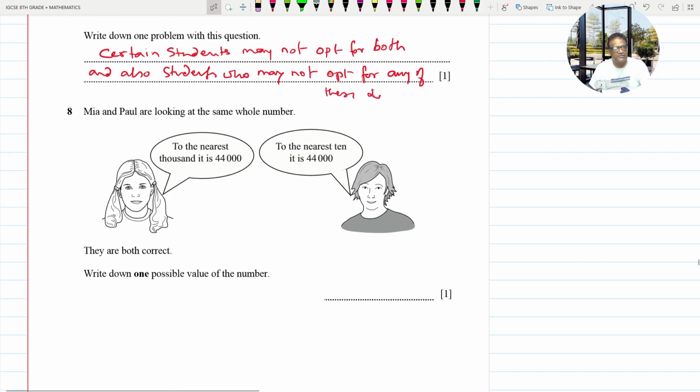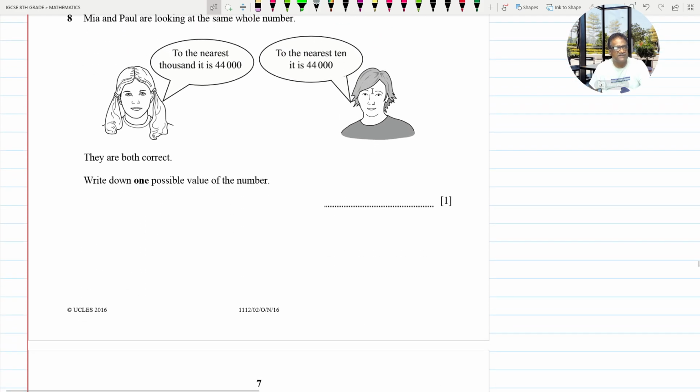And coming to the next question, that is question number 8. Mia and Paul are looking at the same whole number, and to the nearest 1000 it is this one, and to the nearest 10 also it is this one. They are both correct. So write down one possible value of the number. So what is that particular whole number which when you round to the nearest 1000 as well as the nearest 10, you get the same number?